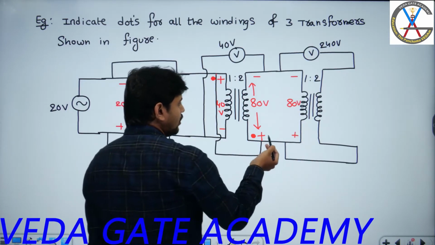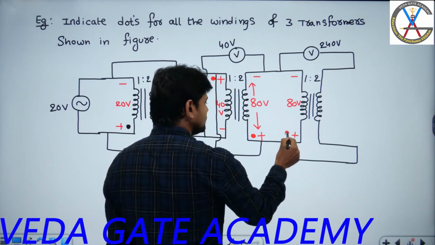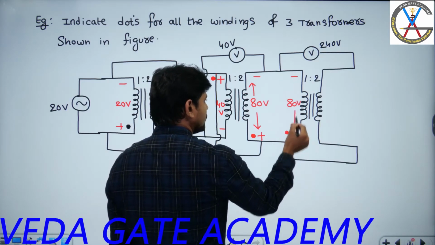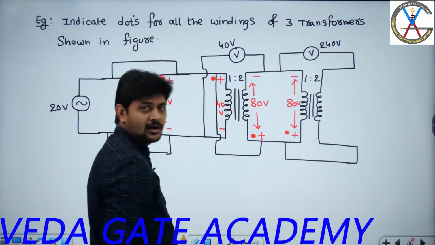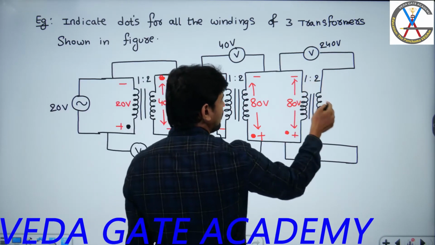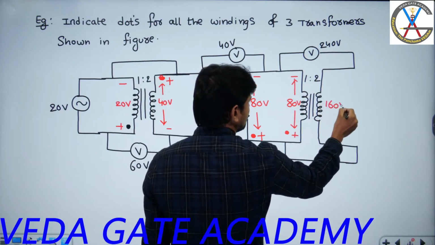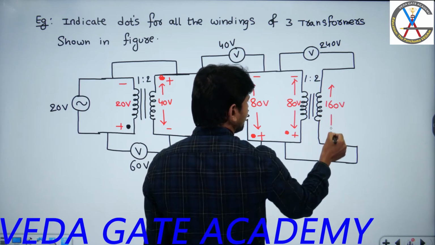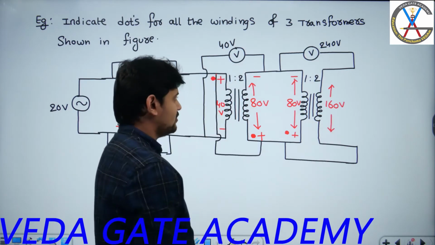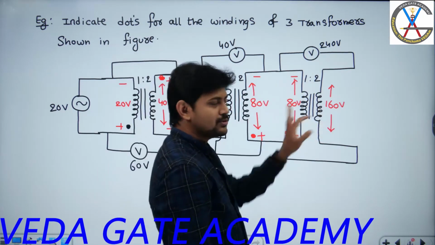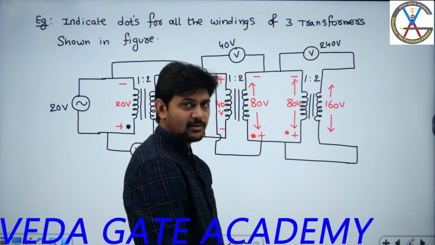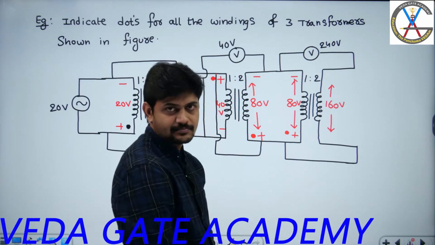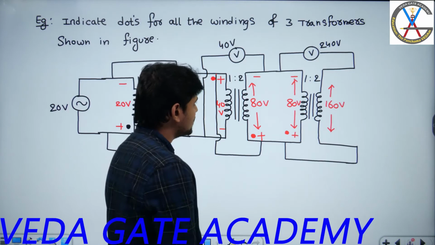Right? So obviously, if I am assuming this is dot, positive terminal, 80 volts. Now if I know this is 80 volts, obviously here how much voltage are you going to get? 160 volts across this winding. Right? Now, based on this voltmeter, I am able to get the dotted terminals of this last winding. How to get the dotted terminals? Let us try to see here.